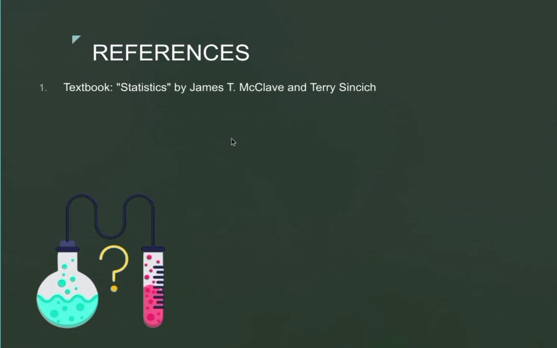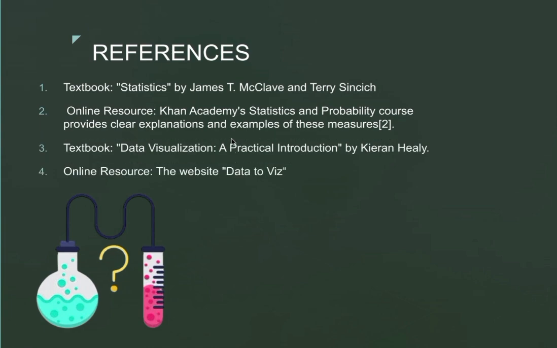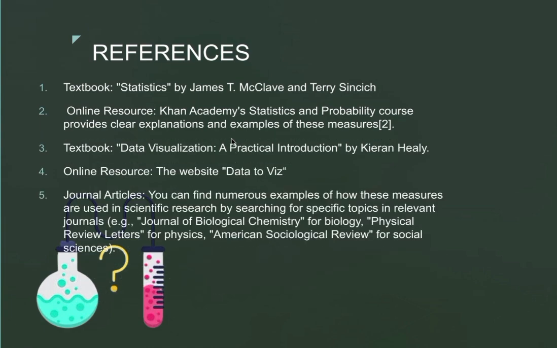References. First, textbook: Statistics by James T. McClave and Terry Sincich. Second, online resource: Khan Academy's Statistics and Probability course provides clear explanations and examples of these measures. Third, textbook: Data Visualization, A Practical Introduction by Kieran Healy. Fourth, online resource: the website Data to Viz.